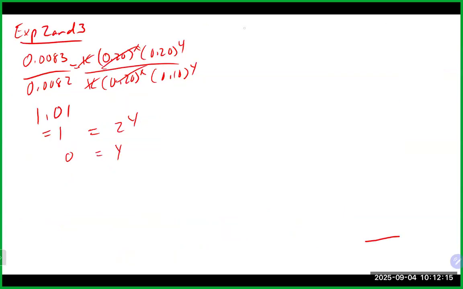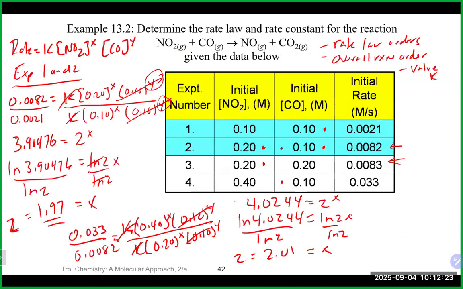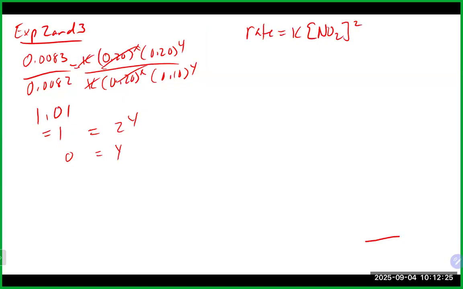So we now can write our completed rate law. The rate is going to equal K times NO2, and that guy was squared. Now, remember, as we talked about last time, because this is zero order for the next one, you have really one or two options in terms of how you want to write the rate law. You can put CO, but you cannot leave it like that, right? Because that would imply that the CO has an order of 1.